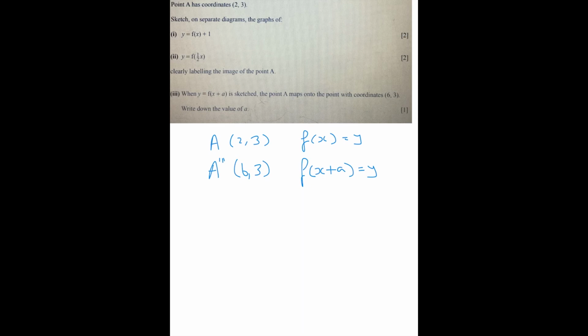So I'm thinking that if I had the answer 3 before, when x was 2, and now I have the answer 3 when x is 6, I would have wanted that 6 to be a 2 to produce that answer 3. So that means my a must be -4.